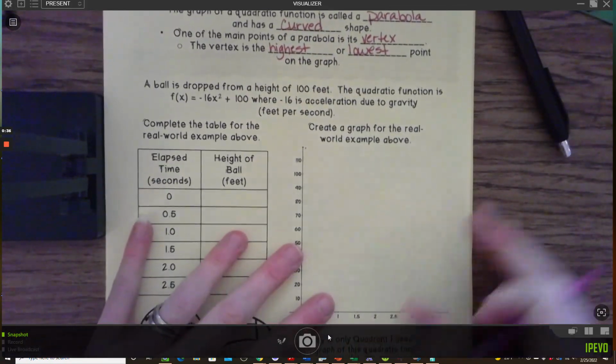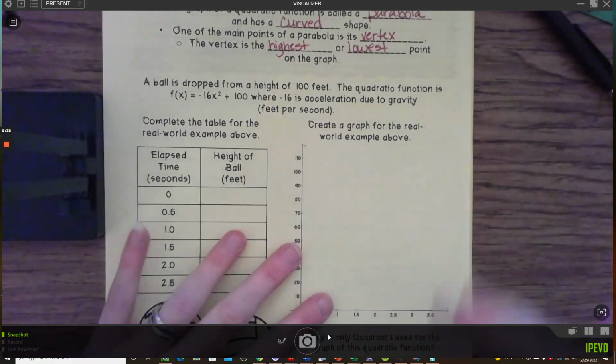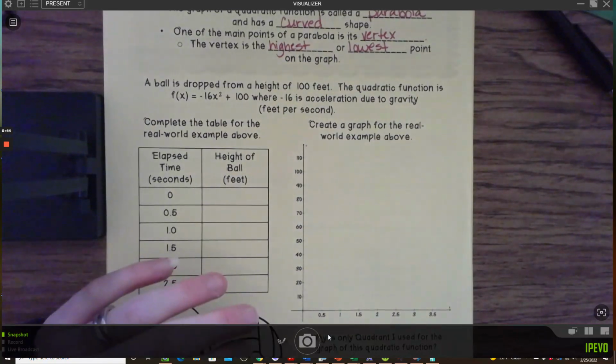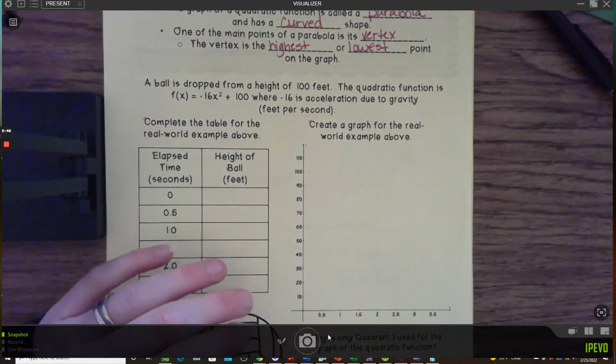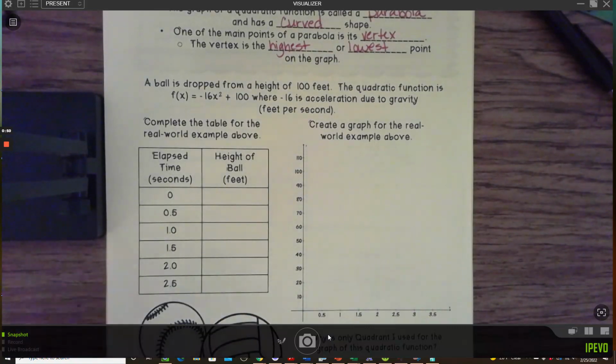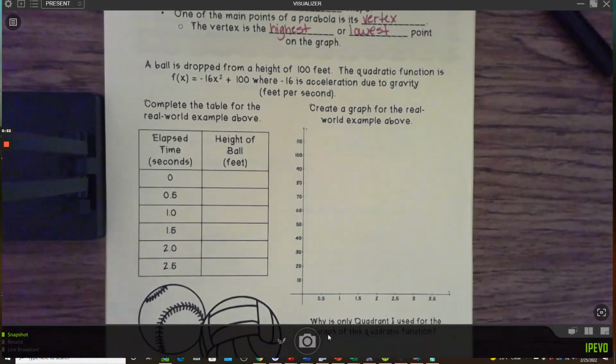Okay, so what we have is a word problem. It says a ball is dropped from a height of 100 feet. The quadratic function is f of x equals negative 16 x squared plus 100, where negative 16 is acceleration due to gravity in feet per second. So the first thing we're going to do is complete this table.